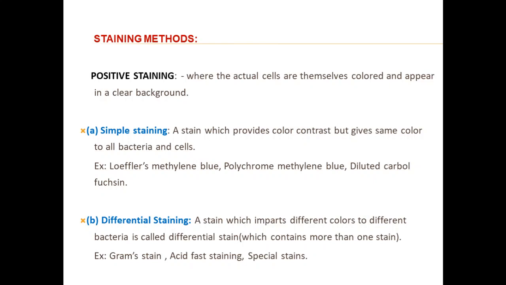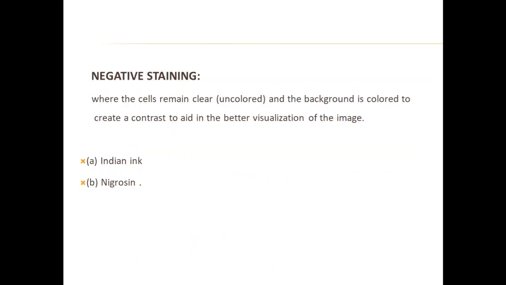So this is one particular category of differential staining, and the other category differentiates between the various structural components of a bacterial cell. For example, if you have to differentiate flagella, capsule, or endospore, you have various types of special staining techniques in order to differentiate these particular components of a bacterial cell. So they also come under differential staining.